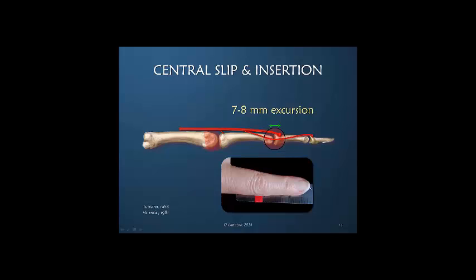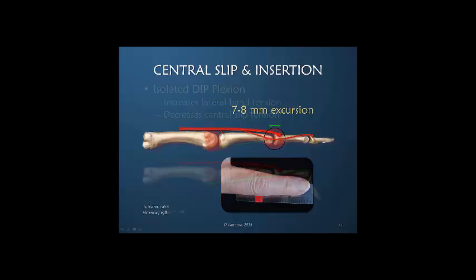If we look carefully, here I have measured this piece of tape to be exactly 7.5 millimeters, and you can see it in relationship to my finger that this is how much excursion there would be at the insertion of the central slip. Obviously, there needs to be full PIP joint flexion and extension to move through this entire range of excursion.